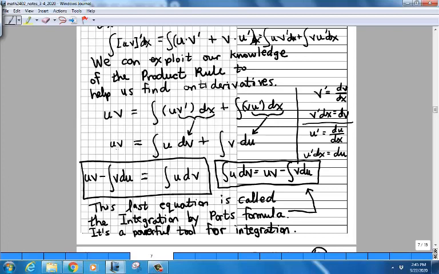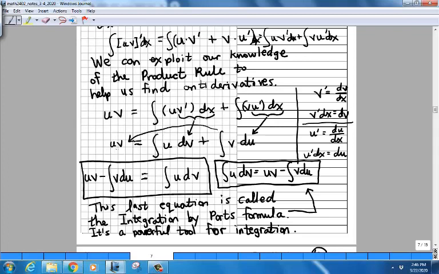Now, what I'm going to do is move this integral of v du over to the left-hand side of this equation. And that gives me this equation that I have boxed in here on the left. Notice you have uv minus the integral of v du is equal to the integral of u dv. Again, all of this is just a consequence of the product rule, just integrating the product rule.